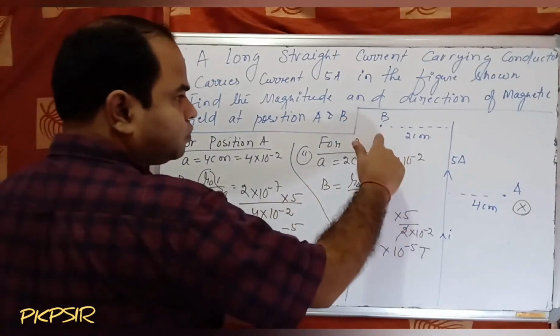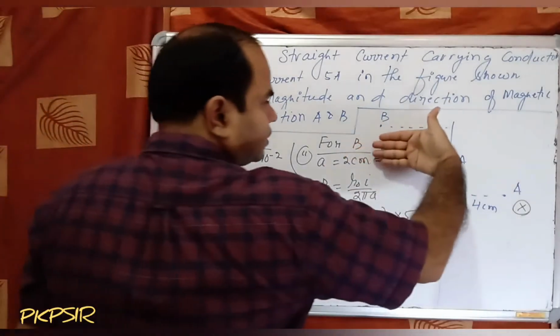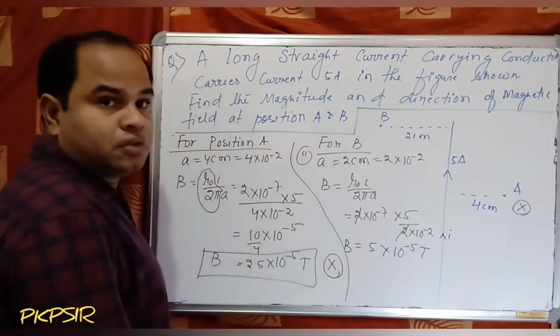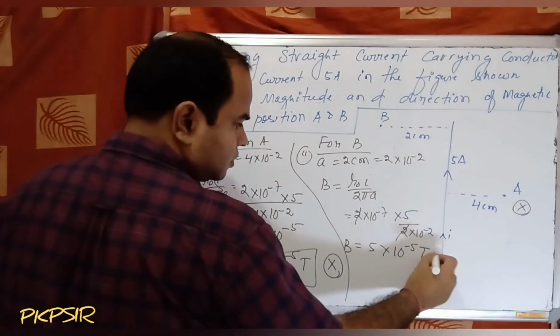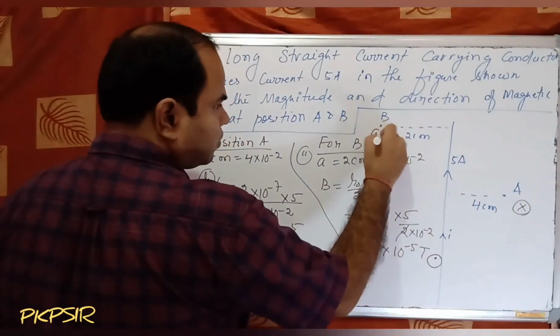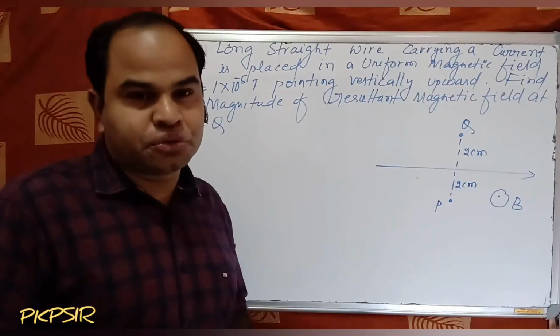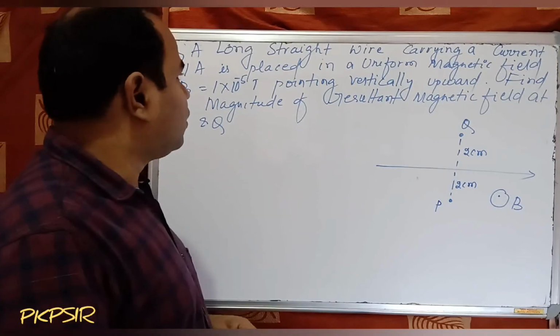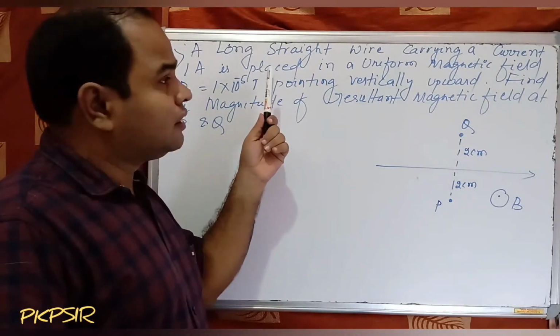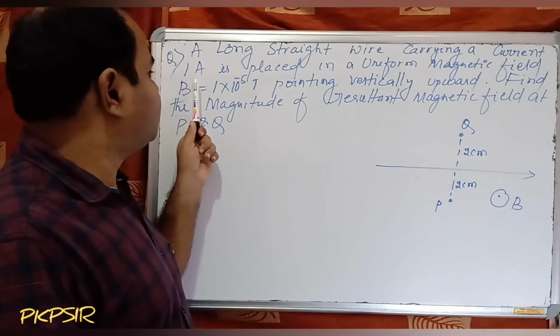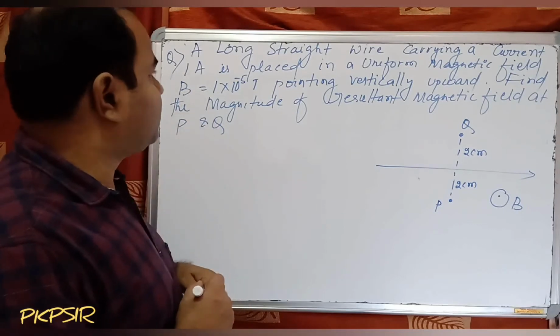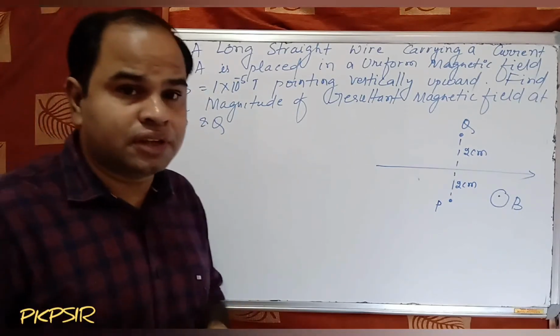Current is upward, position 8 is like this. So the direction of the arm is outward. So the direction at 8 will be outward. Okay. Next question: a long straight wire carrying current 1 ampere is placed in a uniform magnetic field.